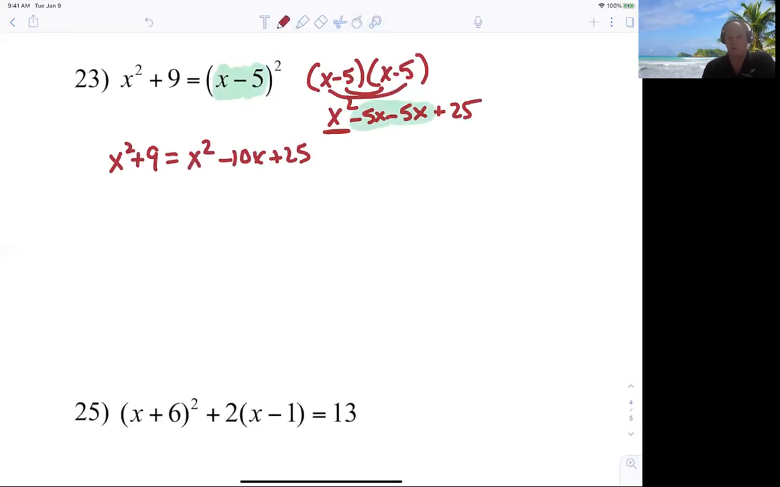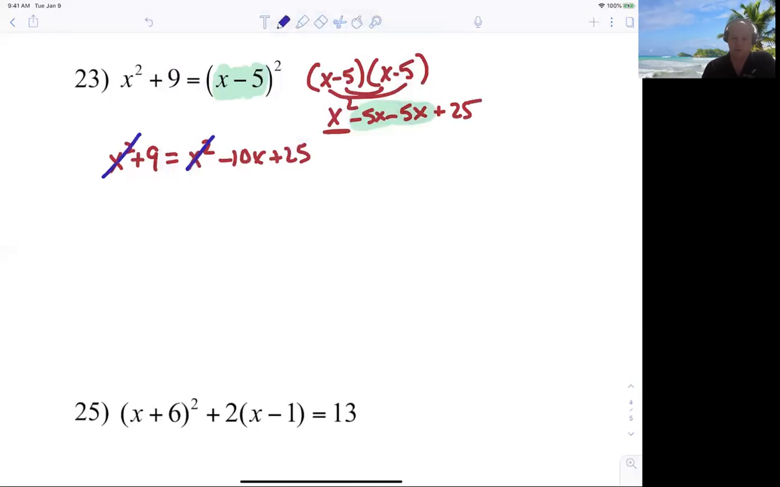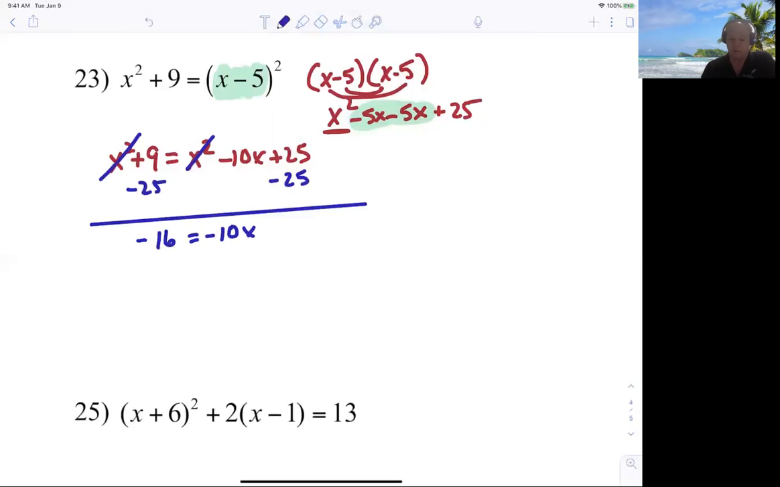Now the reason this one's nice is because look what happens. The x squareds cancel each other out. So it's not really even a quadratic. After we simplify, it becomes linear. Now we're going to subtract 25 from both sides. We're trying to isolate the x. So I have negative 16 equals negative 10x. Divide by negative 10, and we just reduce the fraction. So I reduce that to positive 8/5. Right?